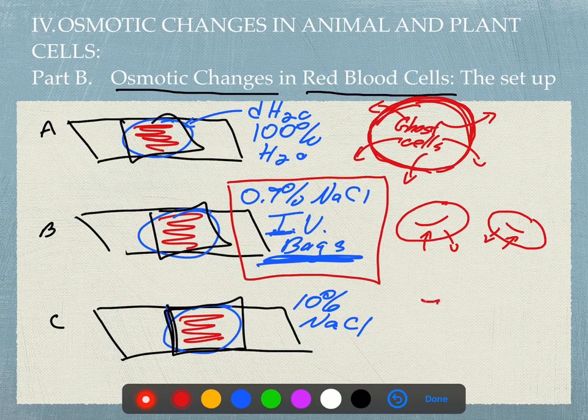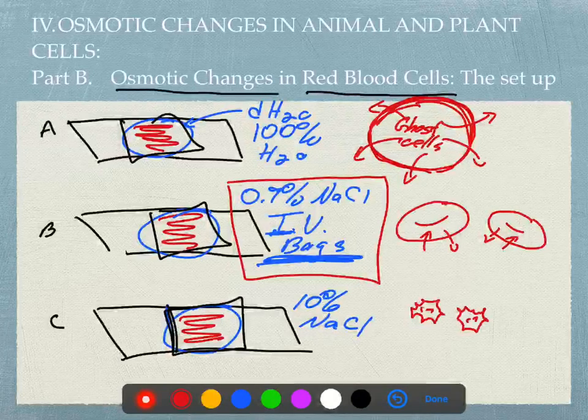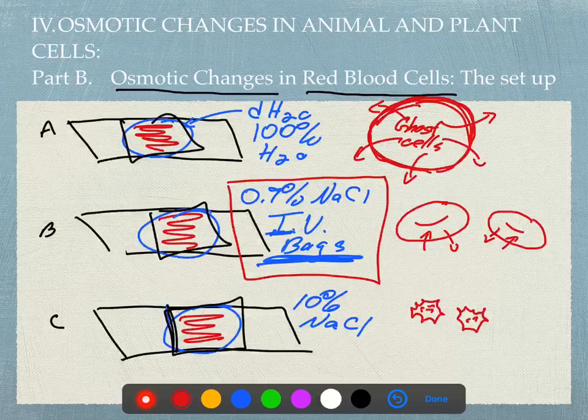Okay, but what if you place a red blood cell in a solution that is 10% salt? Well, in that case, it's going to start to shrivel up. And you'll see all kinds of shriveled up cells. And they have these little pointy things. Those are basically proteins that are congregating, sticking to each other on the cell membrane.